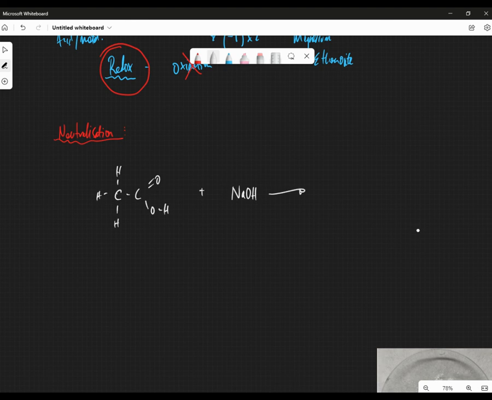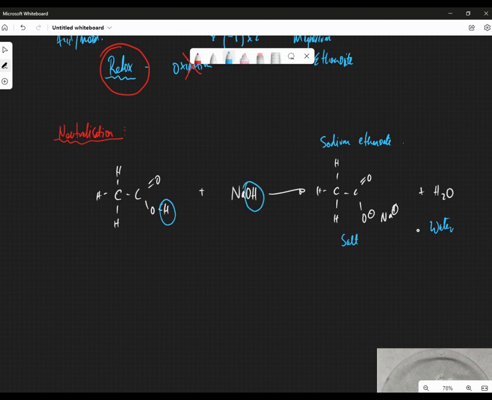And obviously I'm going to get the salt, which is going to be sodium ethanoate, this guy, plus water. Why is this a neutralization? Well, believe it or not, this is the most important bit. You get water. So you get salt and water, and this particular salt is known as sodium ethanoate. As you can see, this proton here joins this base here, and that's where you get the water.